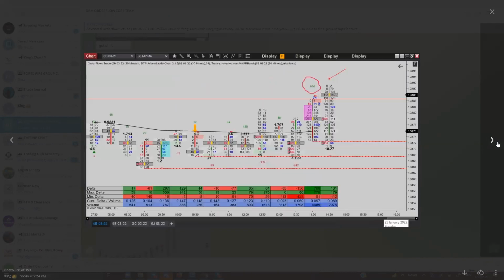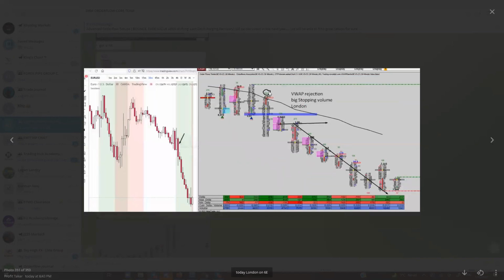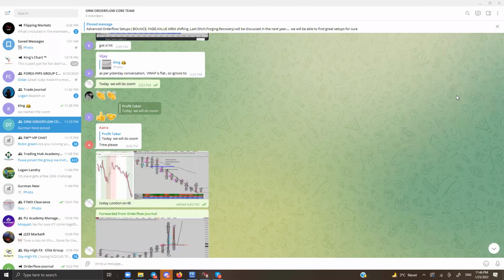Today also, when I saw this 1014 stopping volume happening at the London opening, rejecting from VWAP, these are the best setups. So I'll not look for these 200, 150 or those small numbers. The bigger the stopping volume, the better the setup.